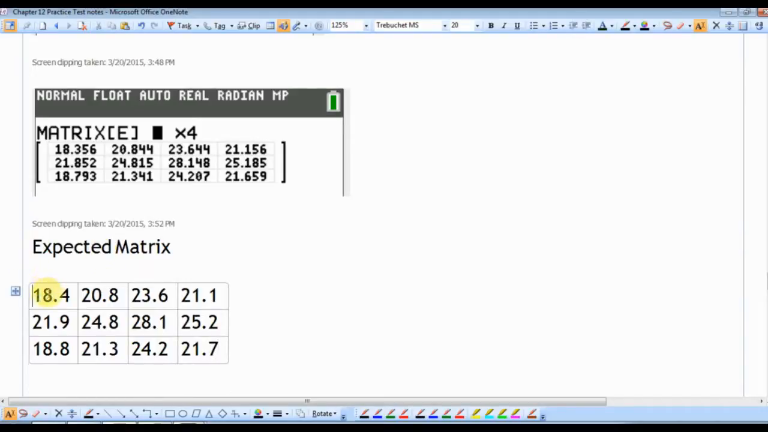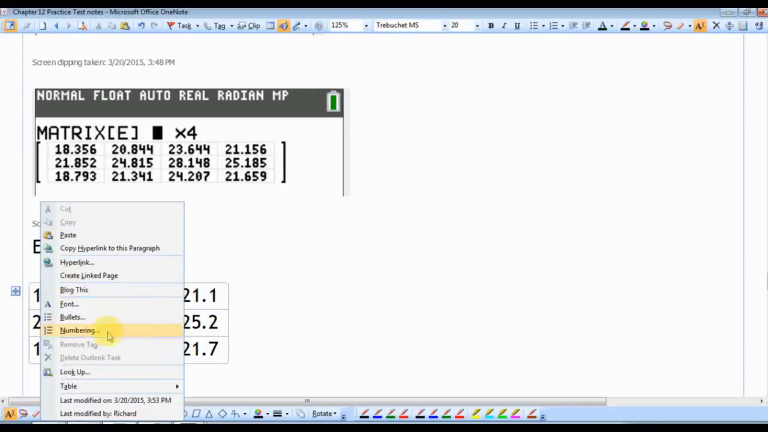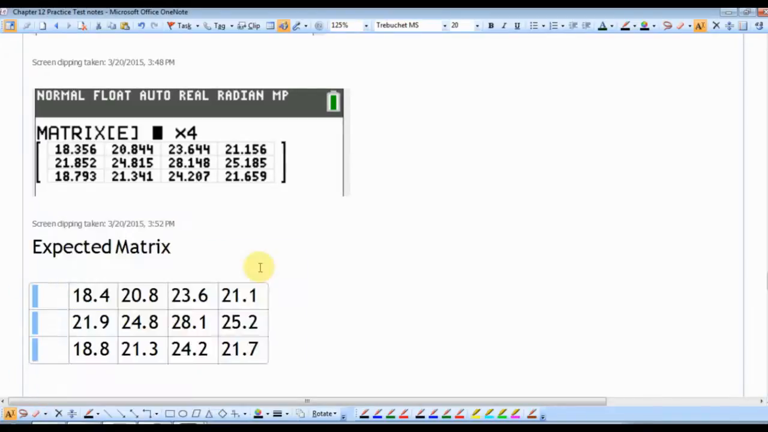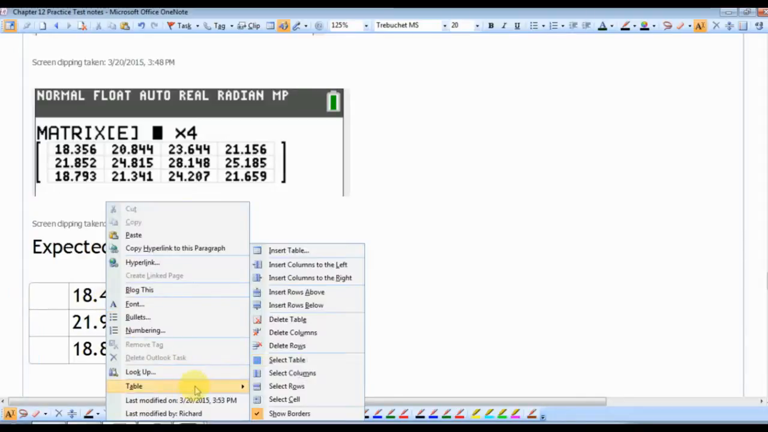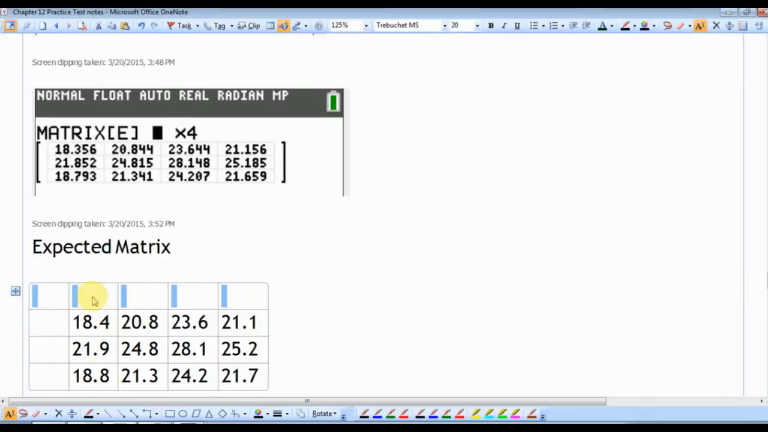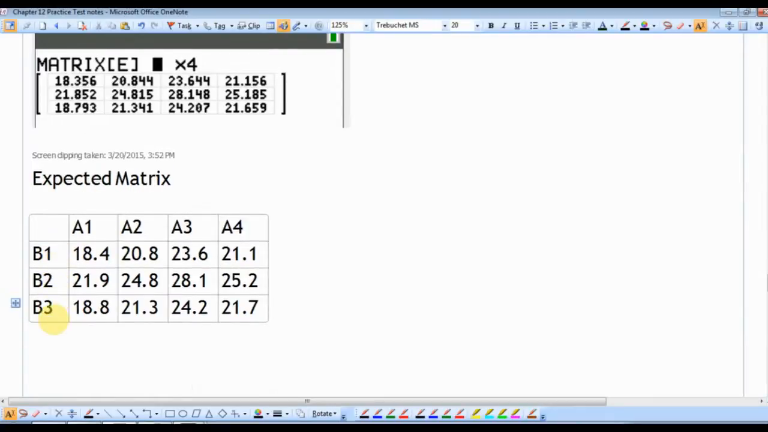I probably should have put columns and rows here. Let's just do that now. So this is B1, B2, and B3. This is A1, A2, A3, A4. So that's my expected matrix. Remember, it's just as valid for you to reproduce the entire matrix and put the expected values in parentheses. That's fine also.